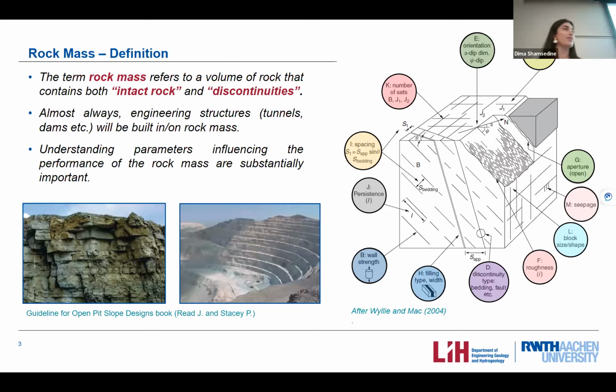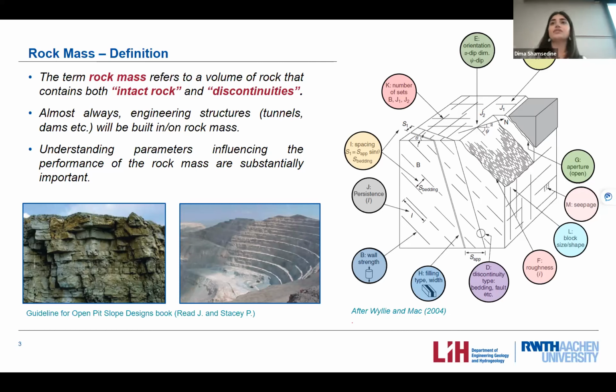So to begin with, and as it's well known here, the rock mass matrix is a combination of intact rock material and discontinuities. Both have different characteristics. In engineering structures, usually they deal with rock masses, which makes the estimation of the rock mass strength and failure behavior very important and crucial in engineering structures.